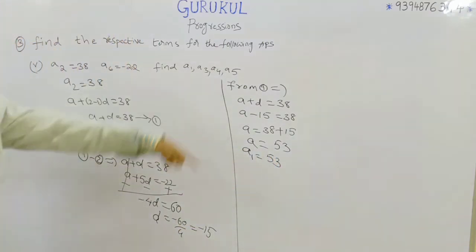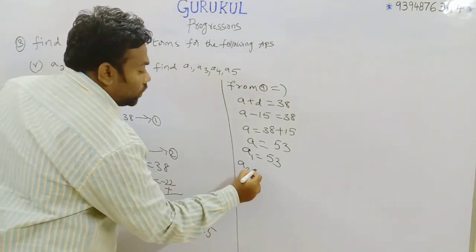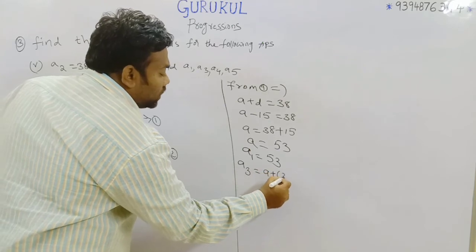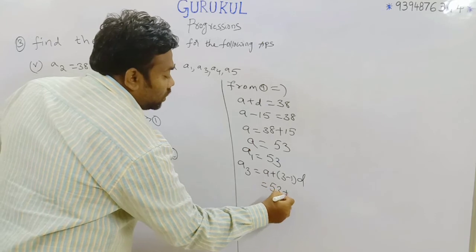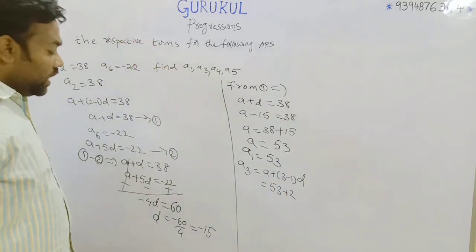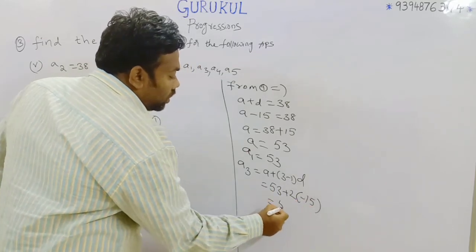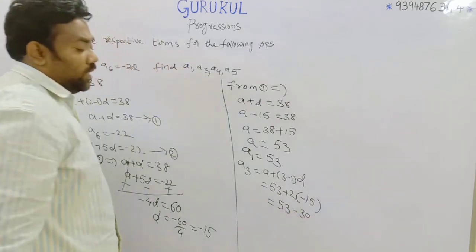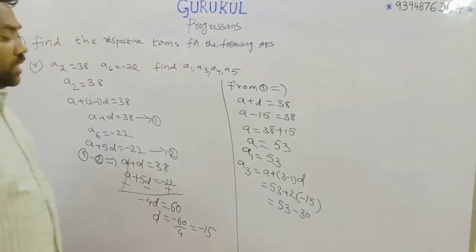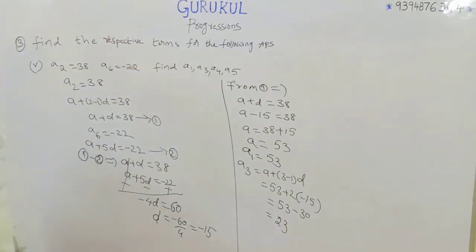Now find the value a3, a4 and a5. Here a3 equal to a plus 3 minus 1 into d. a is first term plus 2 into d value is minus 15. 53 plus 2 into minus 15, minus 30. 53 minus 30, 23. So a3 value is 23.